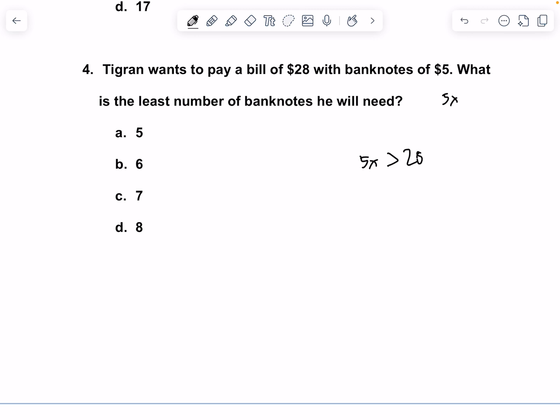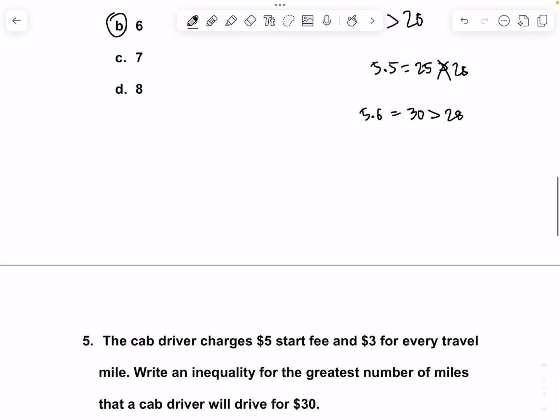It says what is the least number of banknotes you'll need. So if we do 5 times 5, that would be 25, this is not a true statement. But if we do 5 times 6, which is 30, 30 is greater than 28, and it's the least number of banknotes you would need. So the answer would be B, 6.